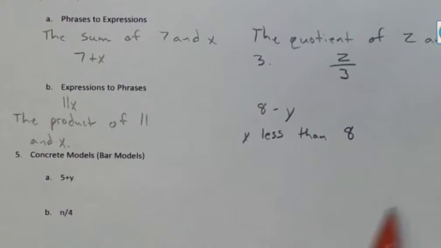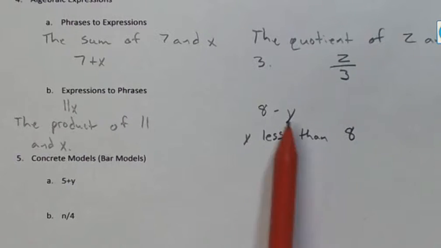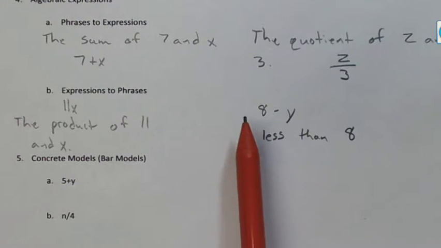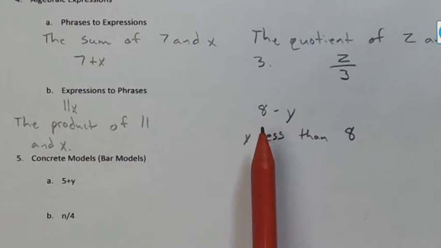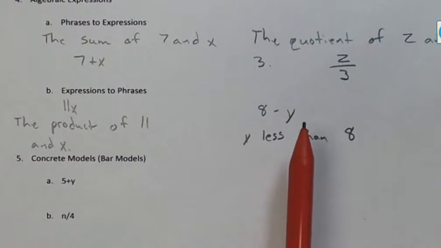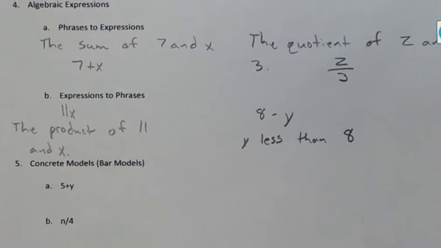Okay, so what I came up with is y less than 8, because if 8 is my number and it's 8 minus y, that means whatever I plug in for y would be y less than 8. So if I plugged a 2 in for that, it would be 8 minus 2, or 2 less than 8. Alright, perfect.